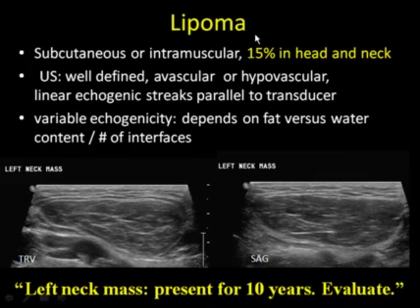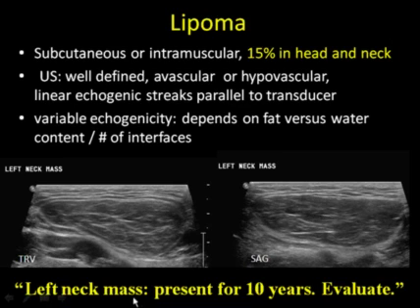I will briefly then discuss the ultrasound features of lipomas. They're typically subcutaneous or can be intramuscular. About 15% of these will occur in the head and neck. Ultrasound typically demonstrates a well-defined, typically avascular or at least hypovascular mass. You typically will see these linear echogenic streaks parallel to the transducer plane, and they can be variable in echogenicity depending on the fat versus water content and the number of interfaces with these little echogenic streaks. So sometimes they'll be echogenic and sometimes they'll be hypoechoic.